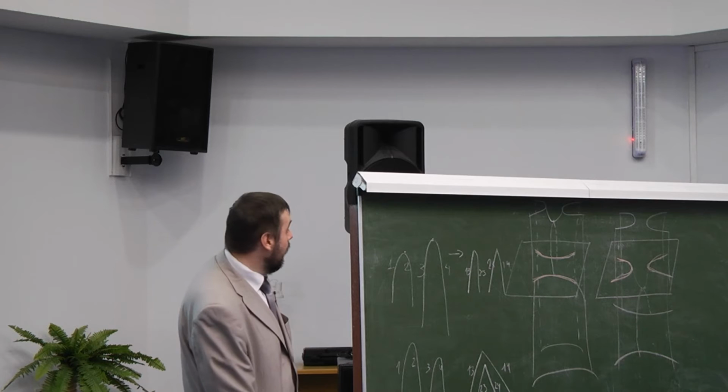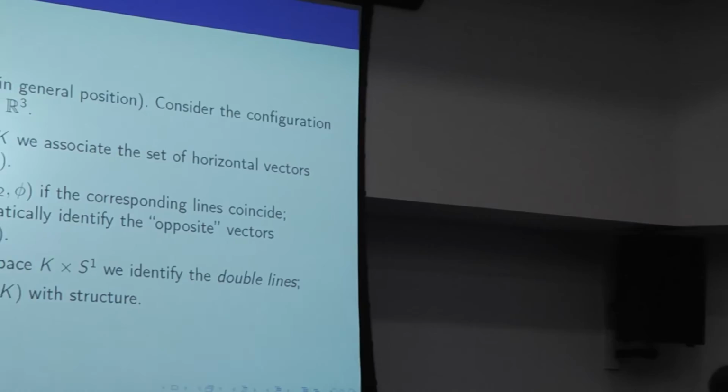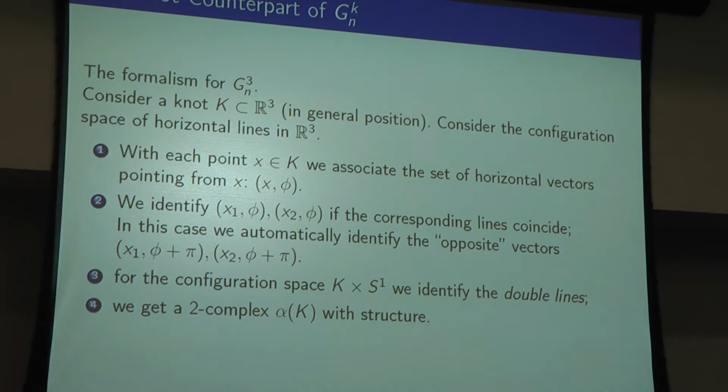So I want to take all this two-dimensional information. I take the whole torus. I take my knot, and for each point of my knot, I take the space of all possible vectors emanating from this point. And this will be a circle. For each point on the knot, I will have a circle, and totally this will be a torus. So on this torus, I will have some points which will be identified with over-under information.